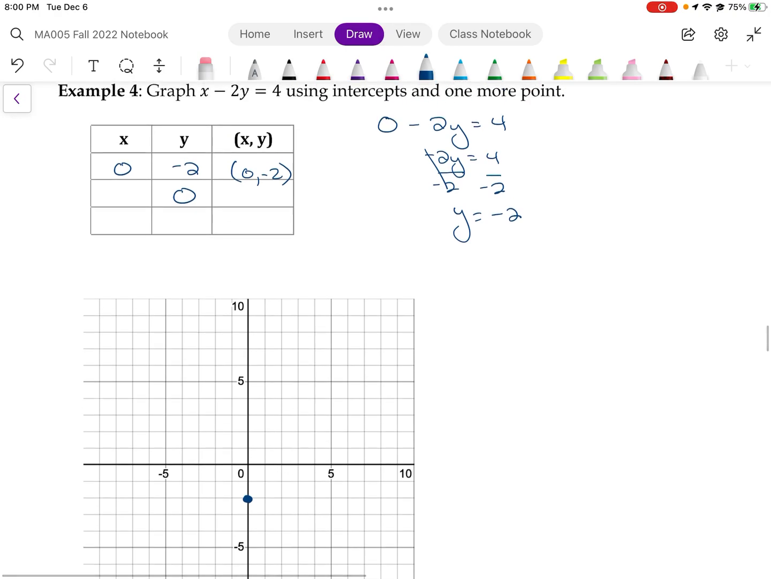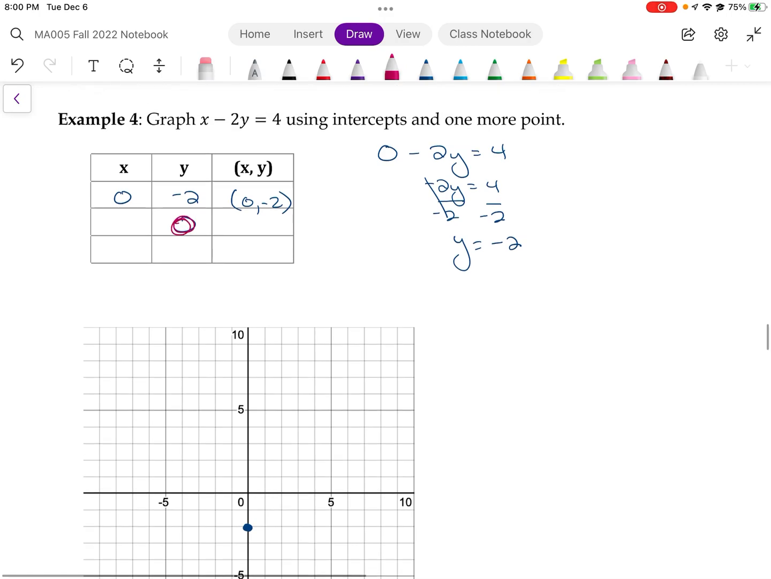All right, so let's try another one. We're going to do this when y equals 0. So I've got x minus 2 times y, which is 0, equals 4. Well, this whole thing is just going to be minus 0. I can write it if I want to. X minus 0 equals 4. Well, x minus nothing equals 4, so that means x equals 4. Or you can just take it out, whichever way you prefer. All right, so now we've got x equals 4 when y equals 0. So our point is 4, 0. So 4, 0 is right here.